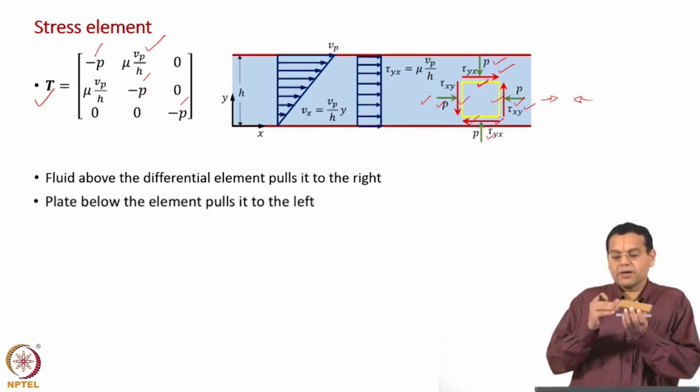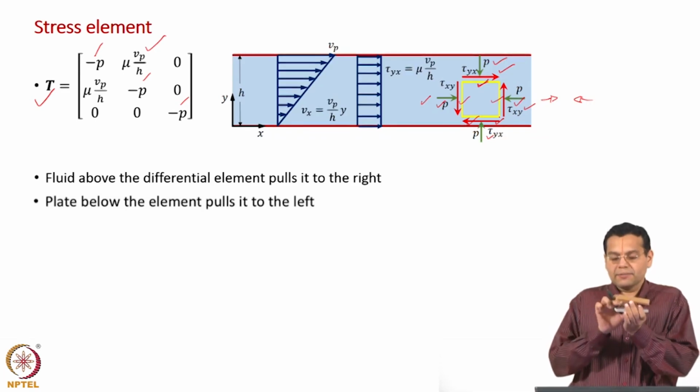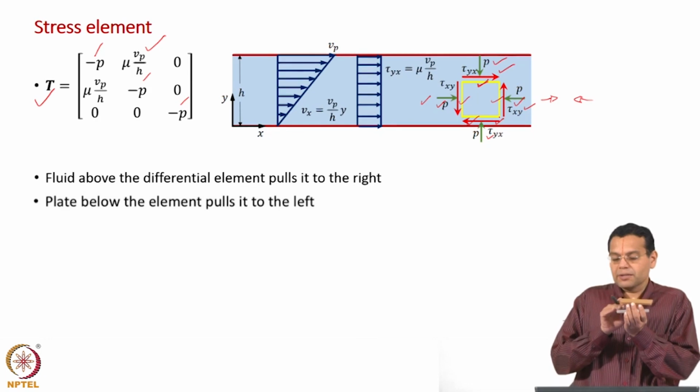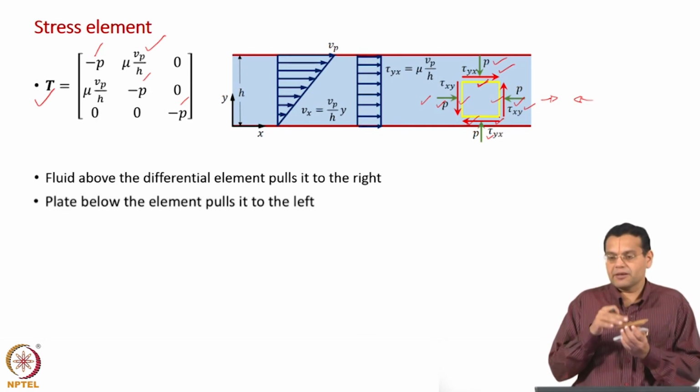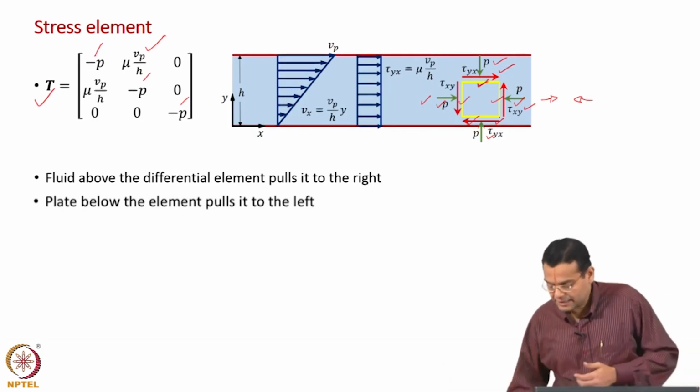So, the fluid above that, if you consider the fluid element here, it is at higher velocity. So, it will try to pull the fluid element to the right, this plate is stationary and that will try to pull the fluid to the left, and that is what is seen there.